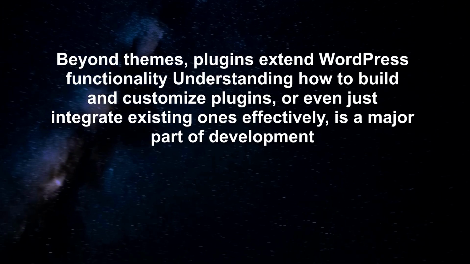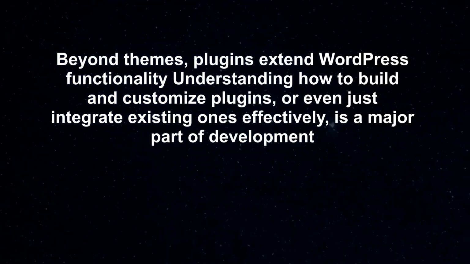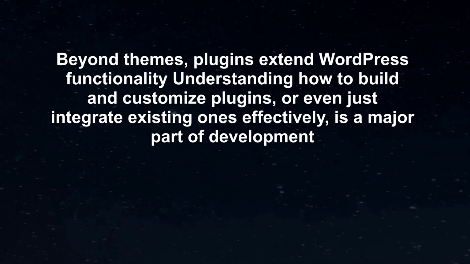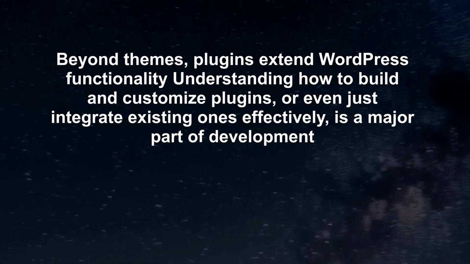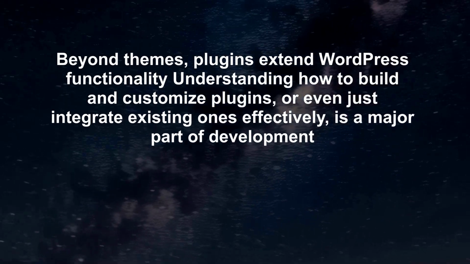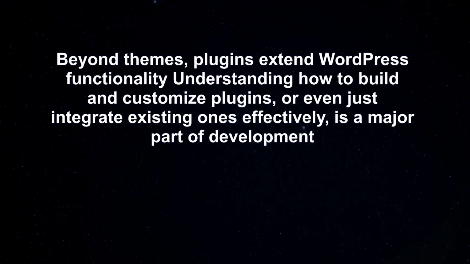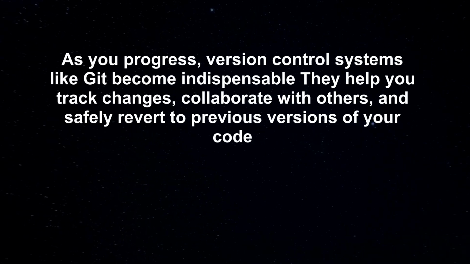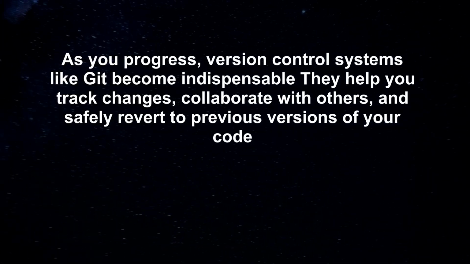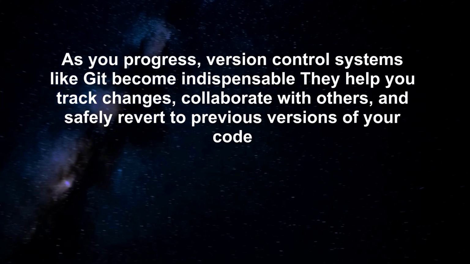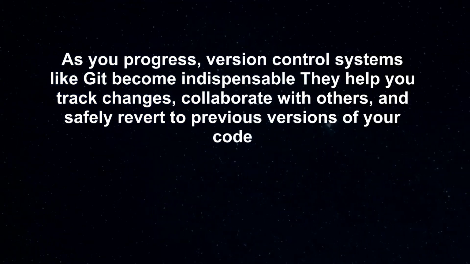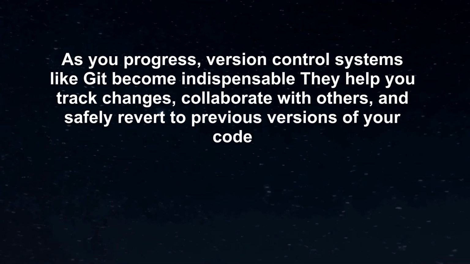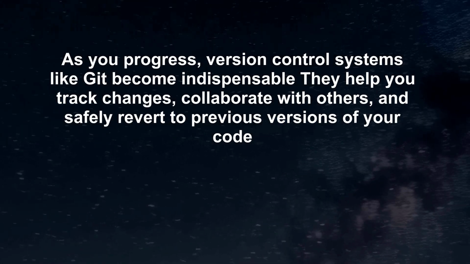Beyond themes, plugins extend WordPress functionality. Understanding how to build and customize plugins, or even just integrate existing ones effectively, is a major part of development. As you progress, version control systems like Git become indispensable. They help you track changes, collaborate with others, and safely revert to previous versions of your code.